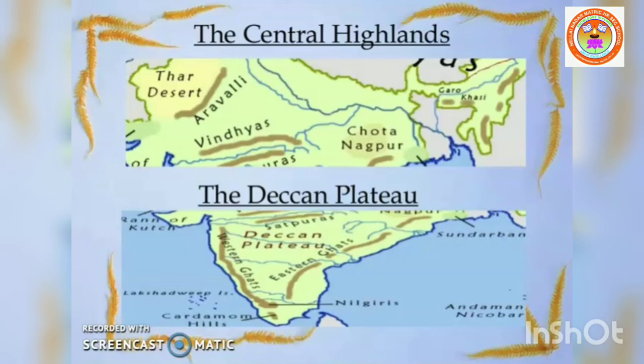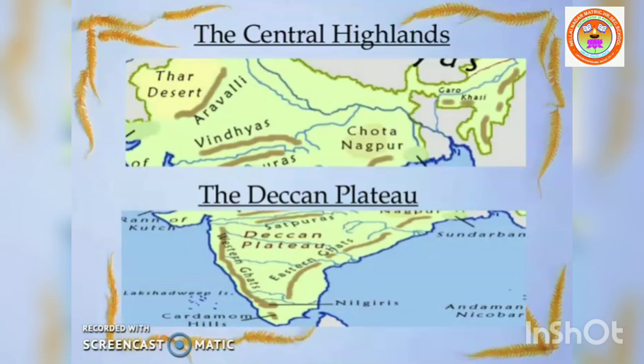The Central Highland. The Central Highland extends between the river Narmada and the northern Great Plains. The Aravallis form the west and northwestern edge of the Central Highland. These hills extend from Gujarat through Rajasthan to Delhi. The height of this hill is about 1500 meters in the southwest. Guru Shikhar is the highest peak of this range.